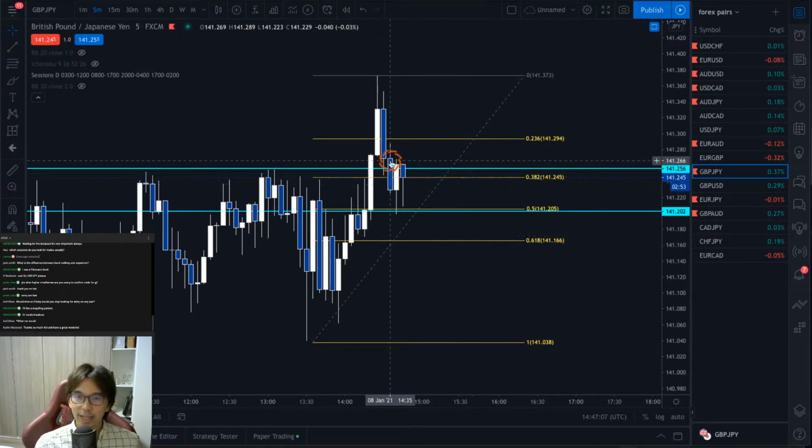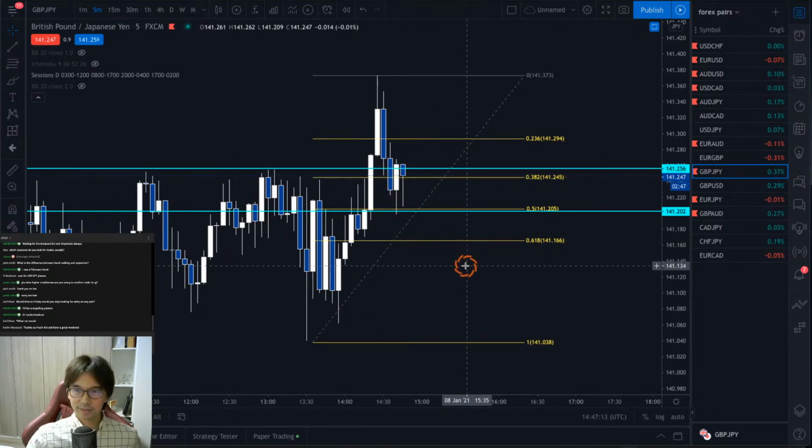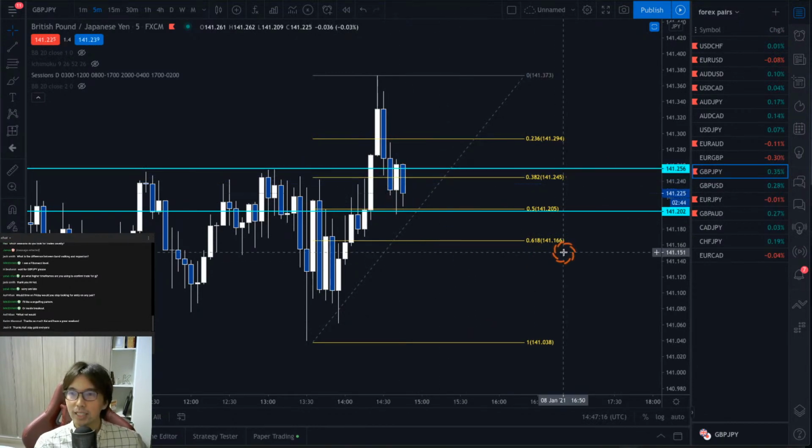So let's see if the candle close will be below or above the previous candle. We have about 2 and 45 minutes to go.